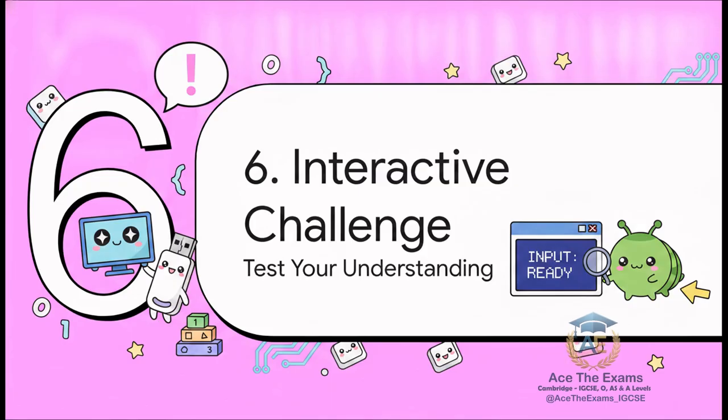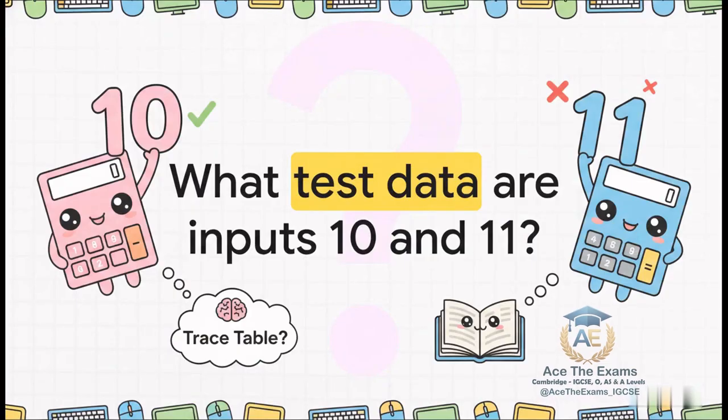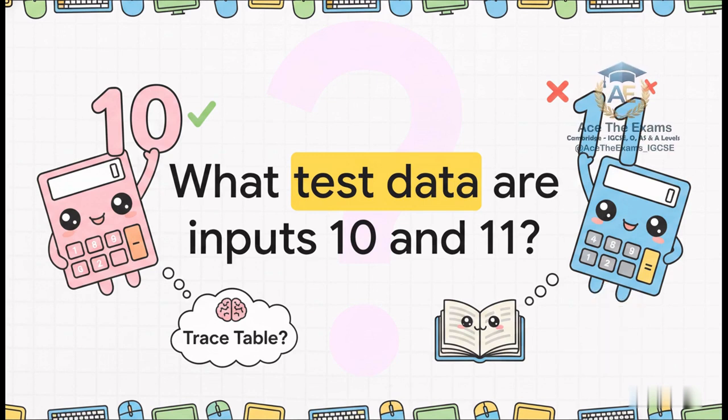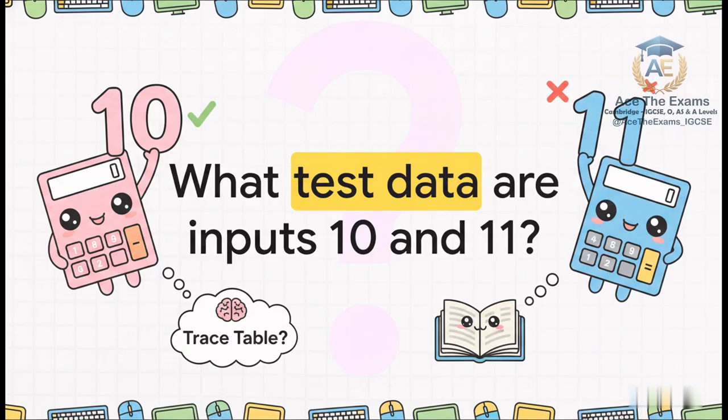Section 6, Interactive Challenge. Let's put this to the test. If our validation rule accepts integers from 1 to 10, what type of test data is the number 10, and what type is the number 11? Put yourself in the shoes of an examiner designing a trace table right now. How would you officially classify those specific inputs?